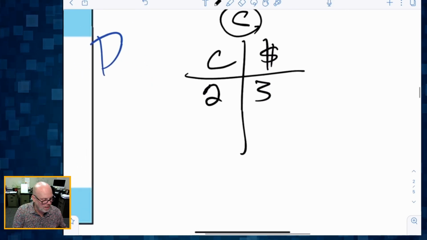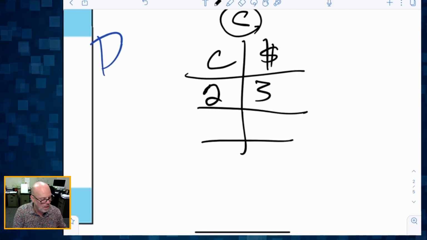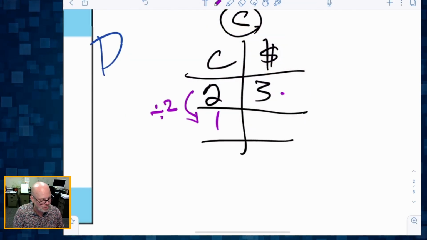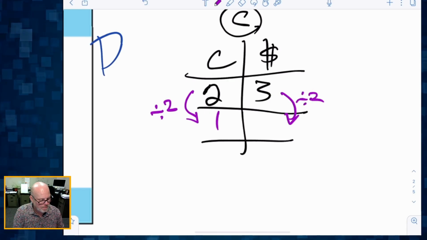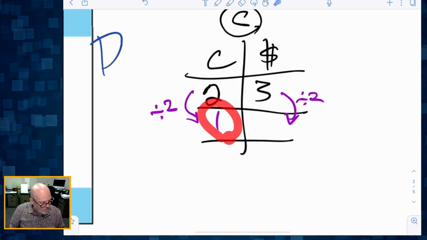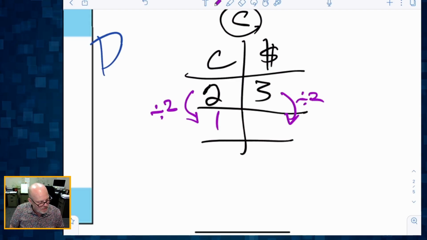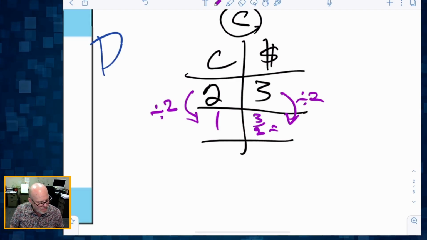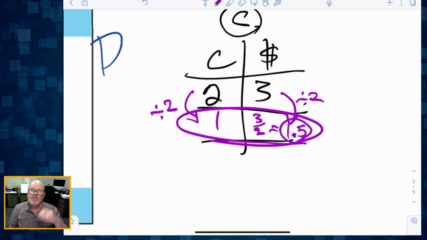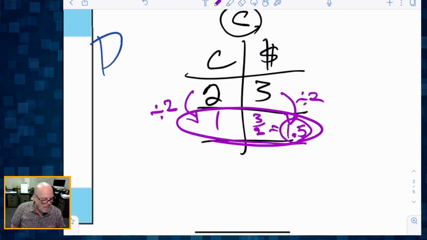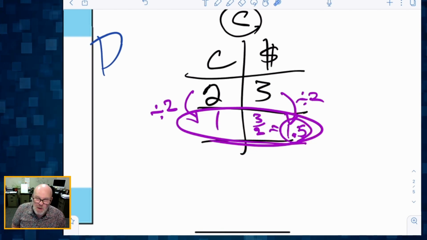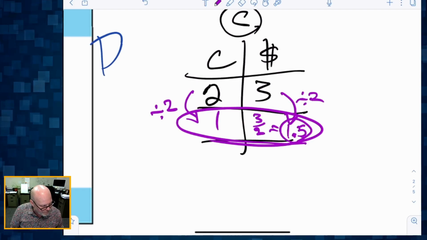Now here we want a unit rate. So I want to know 1 can. What is 1 can going to cost? So we're going to divide by 2. 2 cans equaling $3, so we cut it in half. That gives us 1 can. So 3 divided by 2 is 3 halves, which is 1.5. So 1 can costs $1.50.